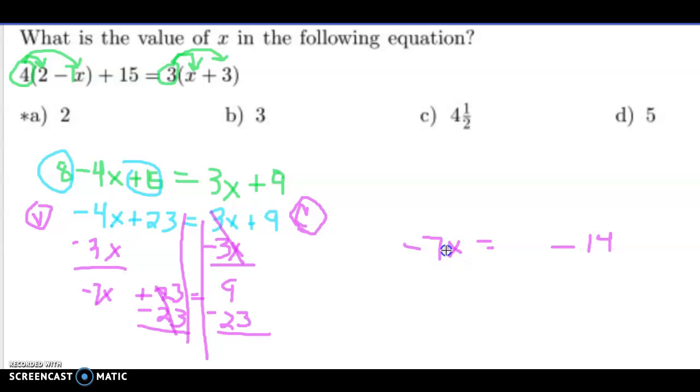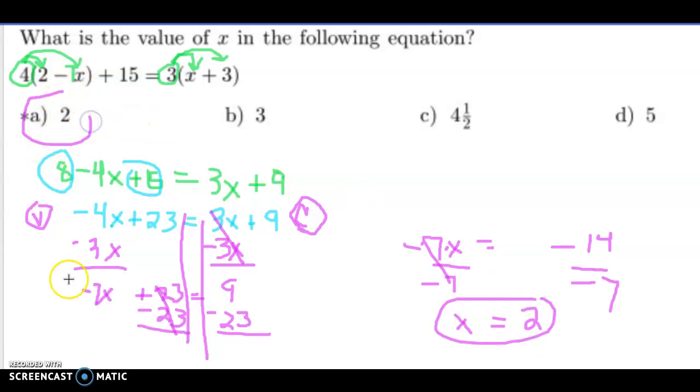Now this negative 7 and the x are attached by multiplication. I undo multiplication with division. Negative divided by a negative is a positive. I get a 1. Negative divided by a negative is a positive. 14 divided by 7 is 2. X equals 2. Good luck with that one.